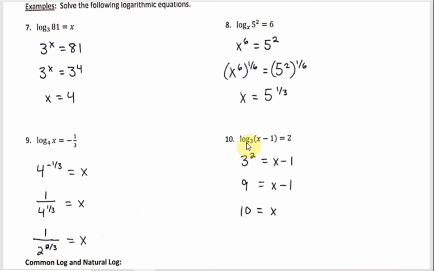Then going over to number 10, same move, 3 squared equals x minus 1, but 3 squared is 9. Then to get the x by itself, you just add 1 to both sides, and there you go.